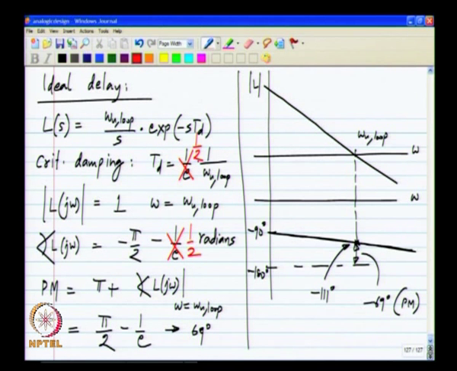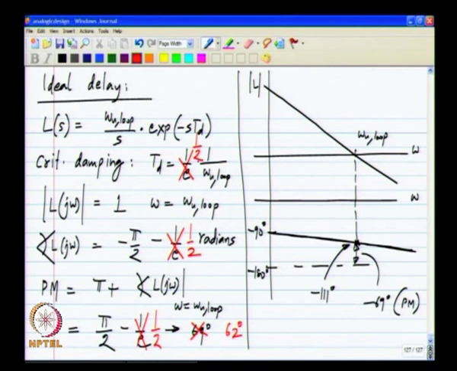Okay. So, the phase margin will be pi by 2 minus half, which corresponds to, you know that half of a radian is about 28 degrees. So, this corresponds to 62 degrees. Okay. So, again what we got from the second order system, we saw that in a second order system, when the pole was at 2 times the unity loop gain frequency, the phase margin was 63 degrees.